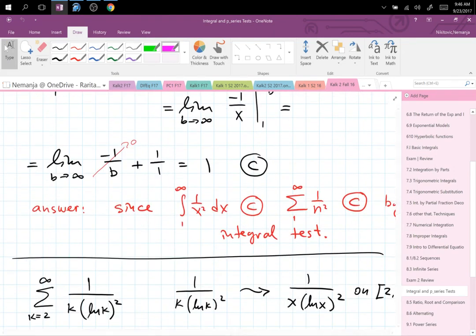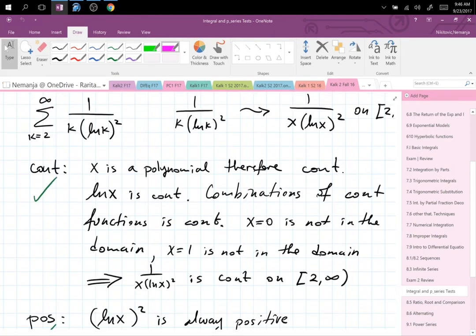Oh, again, check. Easy. Ah, much better. x is a polynomial, therefore continuous. ln x is continuous. So that's all the theorem, right, from our class today. And then combinations of continuous functions, right? Combinations of continuous functions is a continuous function. x equals 0 is not in the domain, therefore, right, because we are dividing by 0. So that's also excluded in the domain, and you end up with a continuous function.